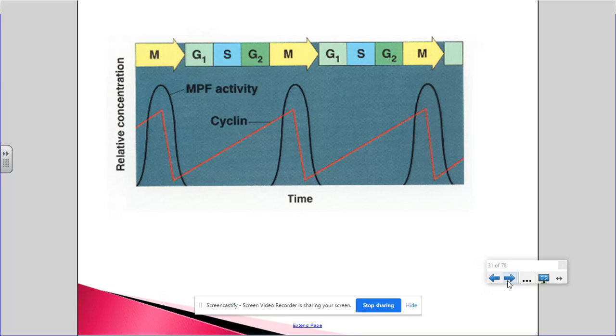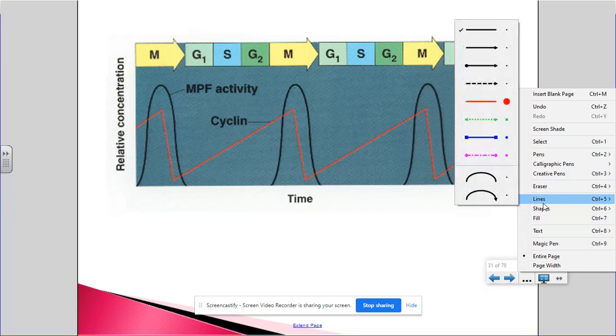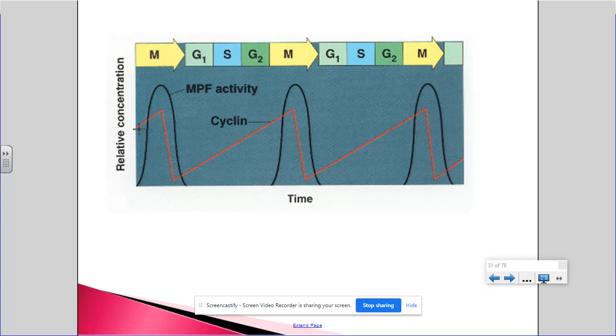Okay, so here's a similar graphic to what we just had, but if we look at MPF activity, it's only going to be active whenever cyclin is active. So if I were to add in a line, I'm sorry about that. CDKs are always going to be present in the cell, so that's going to be a straight line across. But the cyclins are what? Cyclin concentration. So as the cyclin binds to the CDK, this is going to cause MPF to become active, which means it's going to cause mitosis.